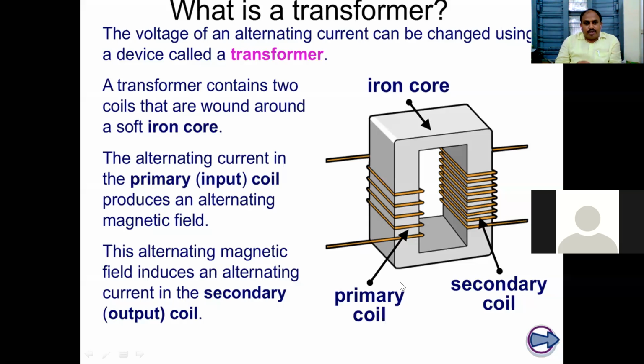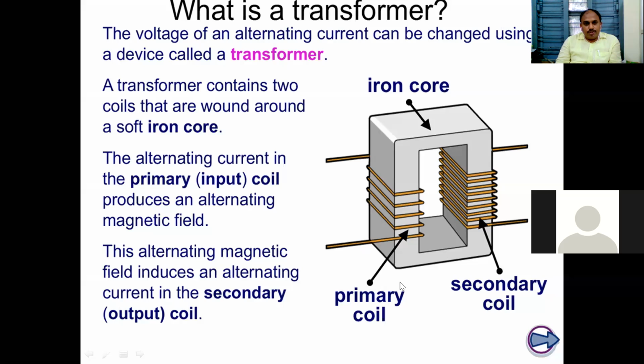So what is a transformer? The voltage of an alternating current can be changed using a device called a transformer. By using transformers, we can change voltage levels from one value to another. Simultaneously, current values also change. If you increase the voltage levels, the transformer is called a step-up transformer. If you decrease the voltage levels, it is called a step-down transformer.